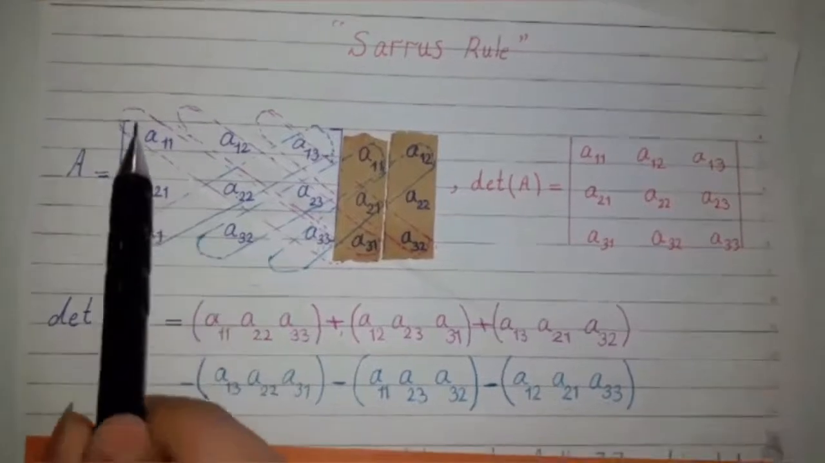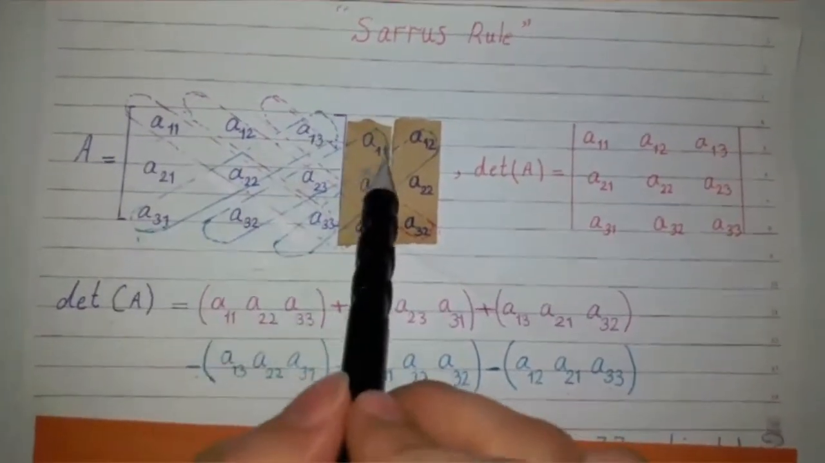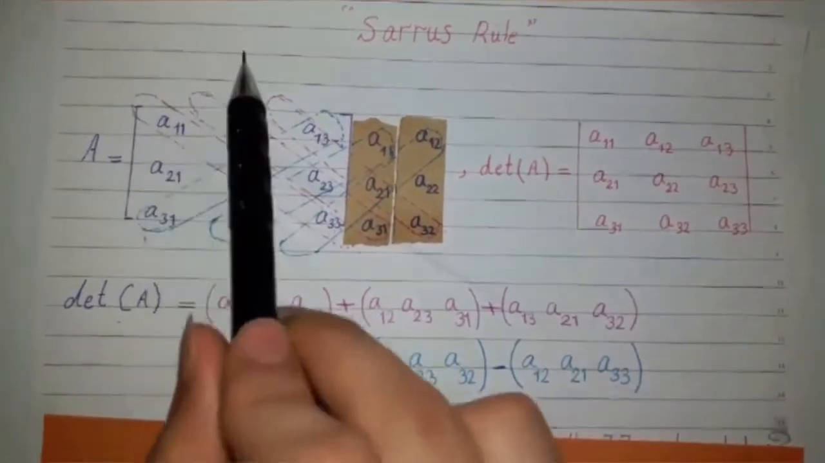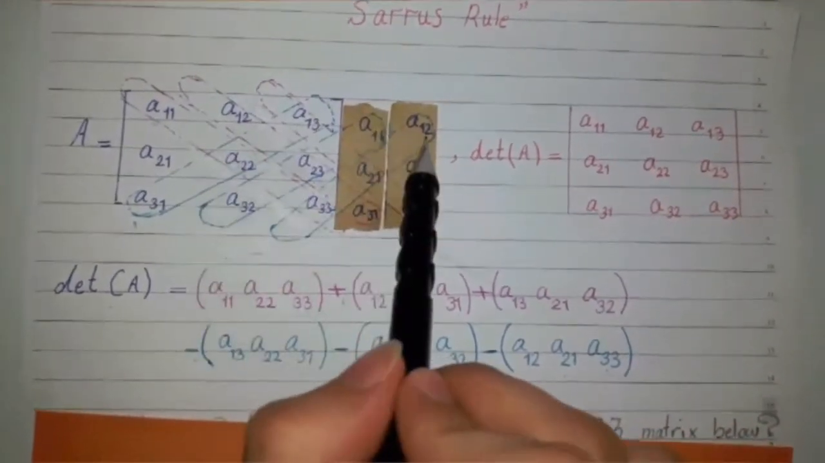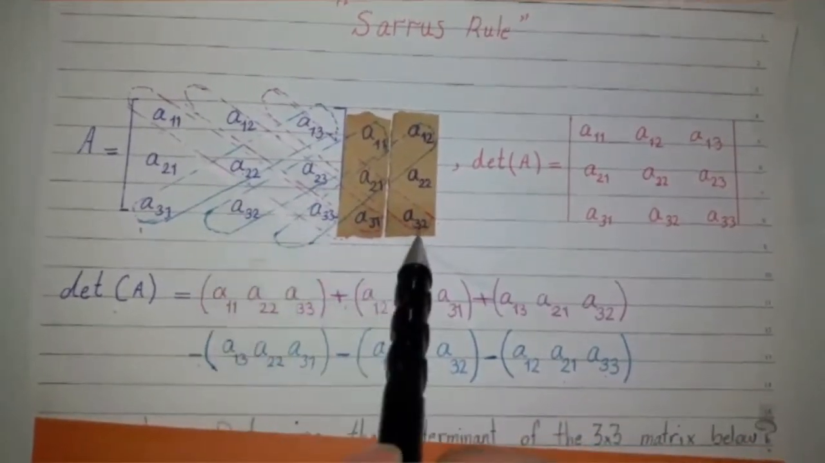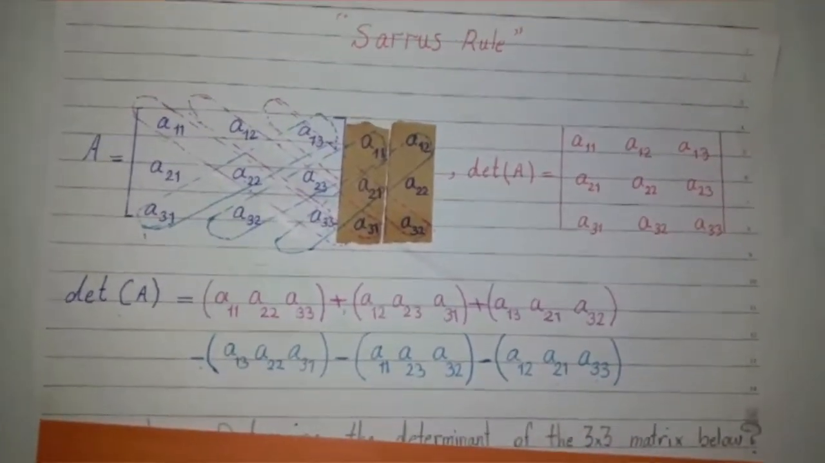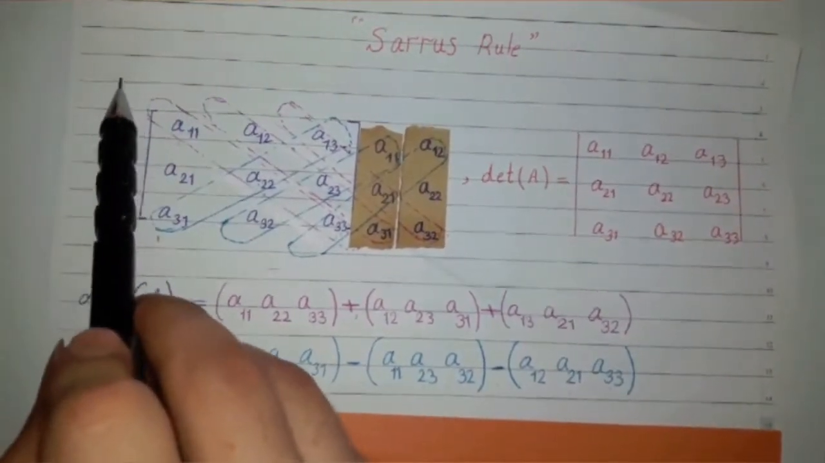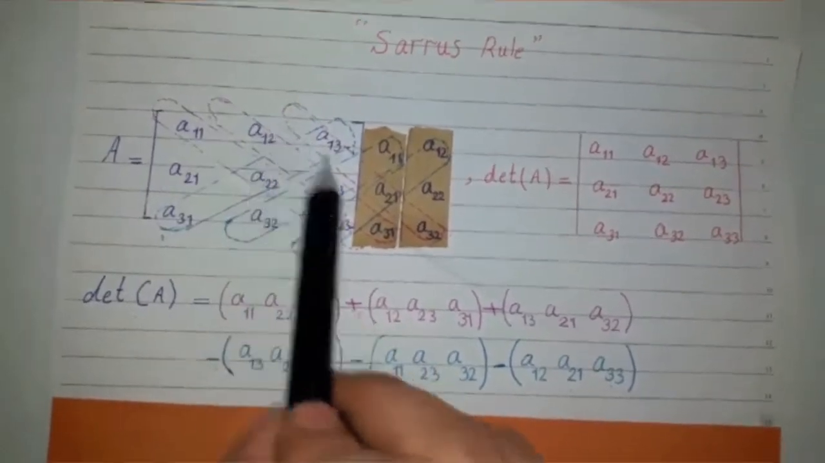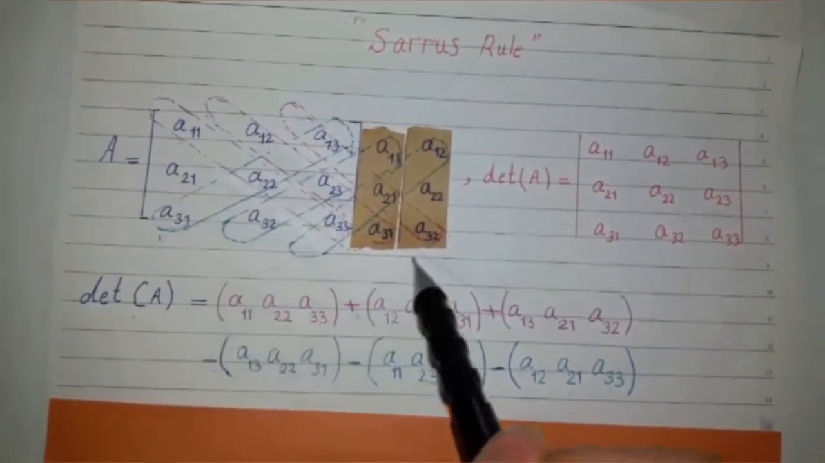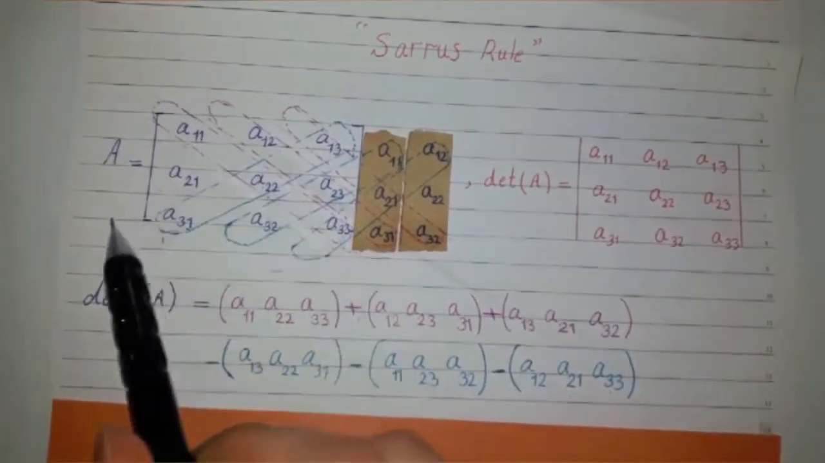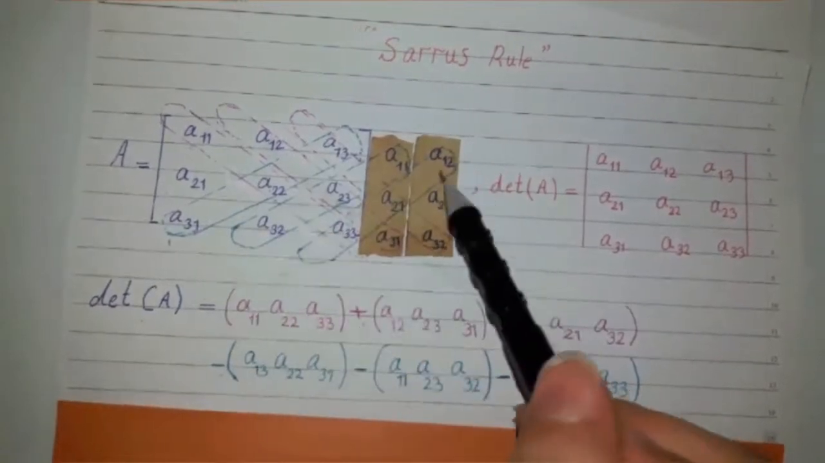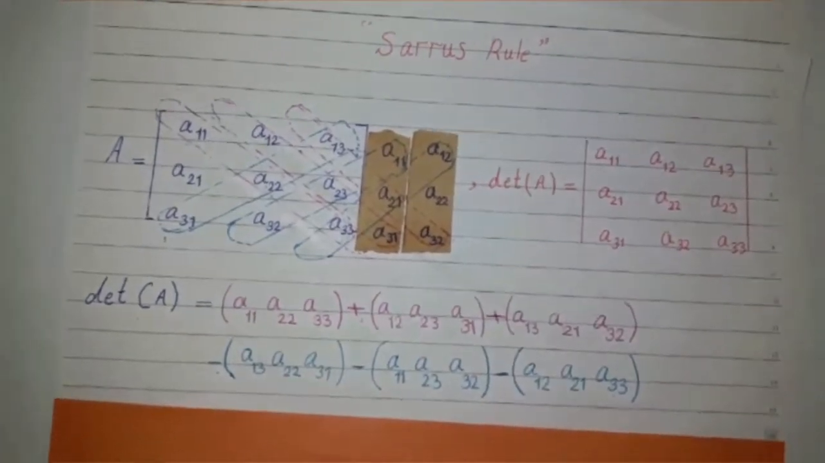In this method, we rewrite the first and second column here at the end: A sub 1, 1, A sub 2, 1, A sub 3, 1, the first column, and the second column, A sub 1, 2, A sub 2, 2, A sub 3, 2, okay? We need to multiply our entries in these diagonals, add them up, and subtract the products of our entries in these other diagonals, and we can get to the answer, okay?